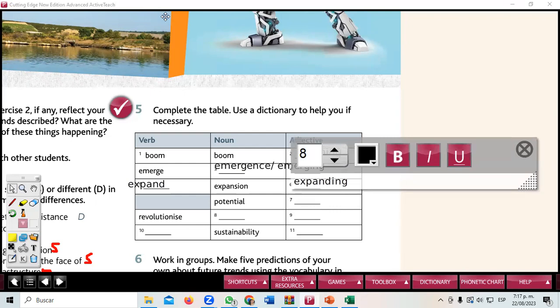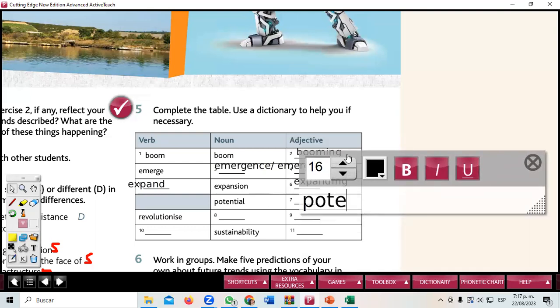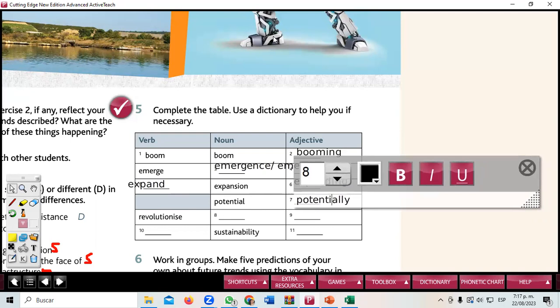Lisette is for number 7. Potential and the adjective. Lisette, go ahead. Potential and potentially, I think. Yeah, so this doesn't have a verb. The potential is the noun and the adjective is potentially. Okay, thank you, teacher. Potentially improved.